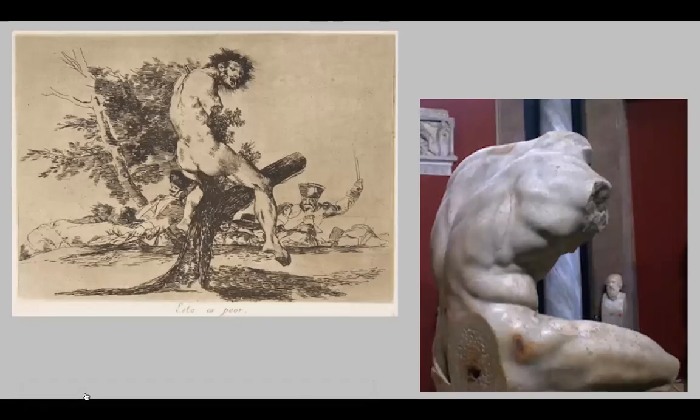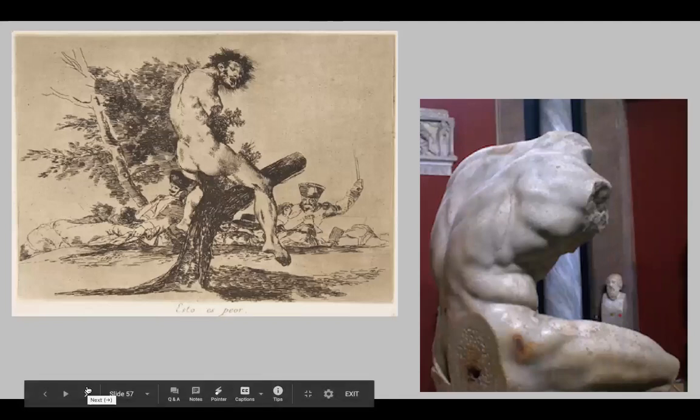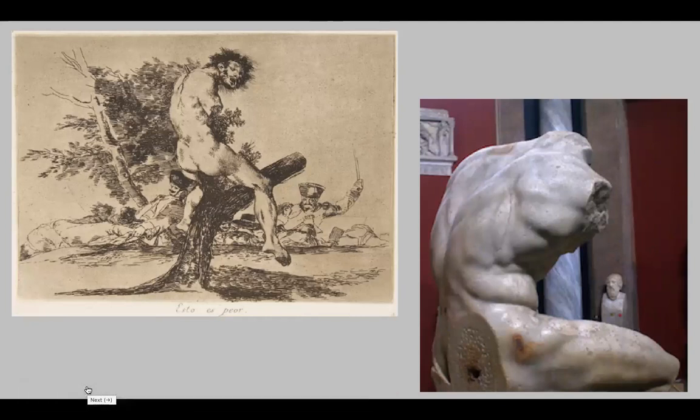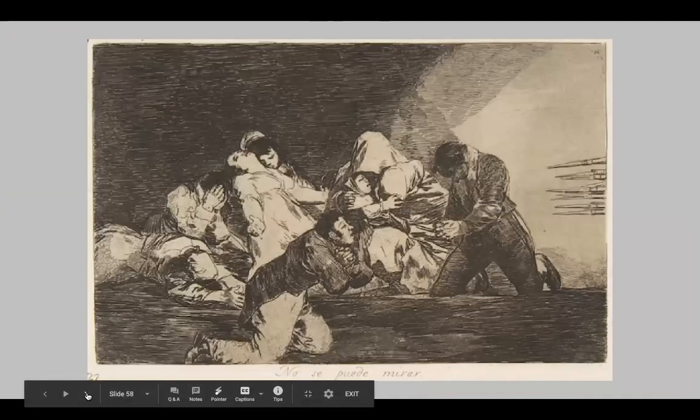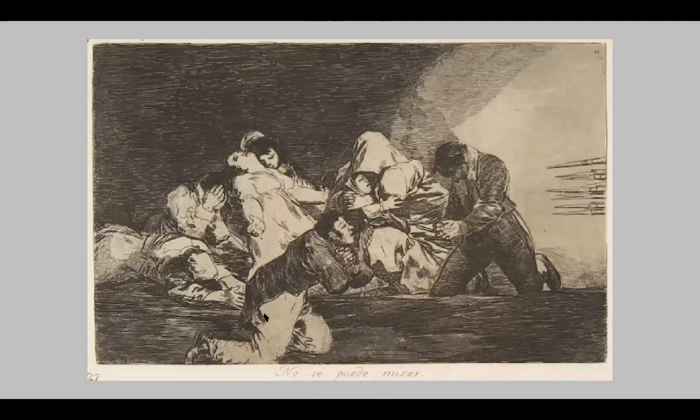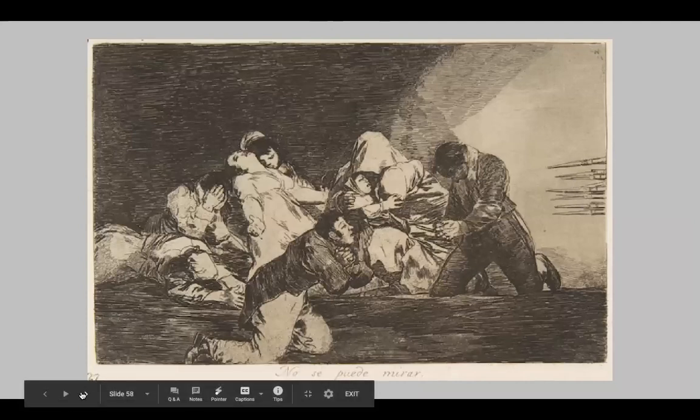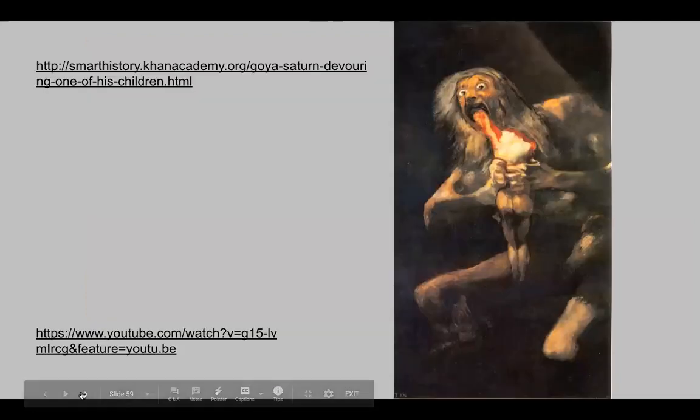So here's some more examples of those prints from the Disasters of War series. He is very trained. And so just like Michelangelo was basing imagery over Vatican collections, so too was Goya. Look at more rifles, more guns. You see that's kind of a common motif of just sneaking in the rifles.